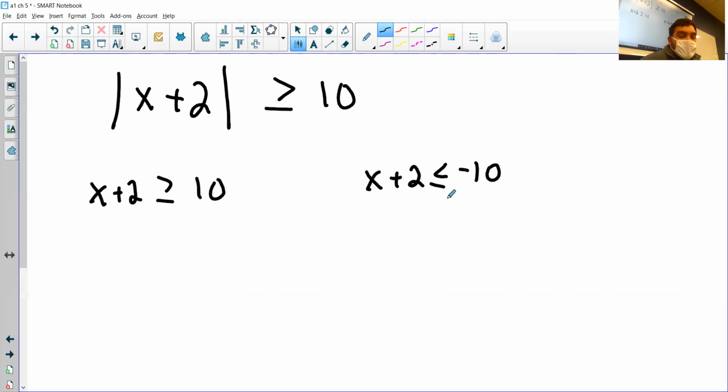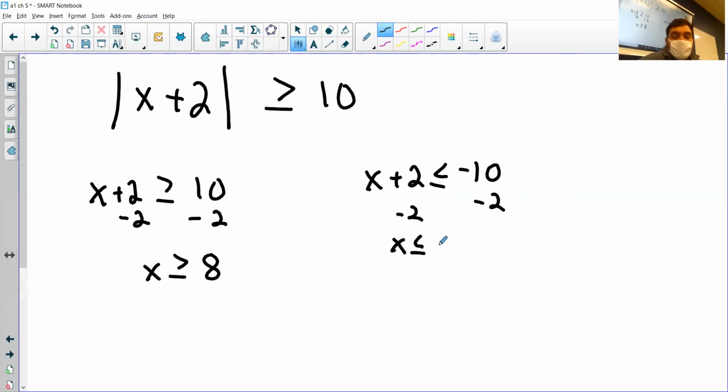Can you repeat that? When you do the negative version, you're going to have to flip the inequality. So then I'm going to do minus 2, minus 2. So I have x is greater than or equal to 8. And I do minus 2, minus 2. X is less than or equal to negative 12.